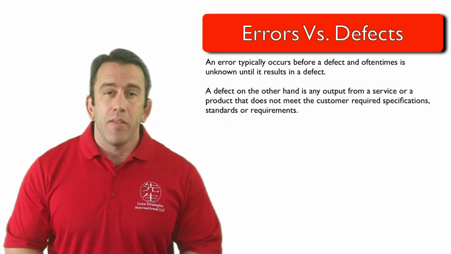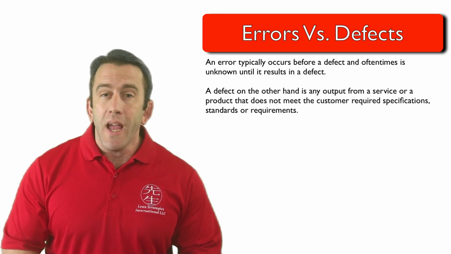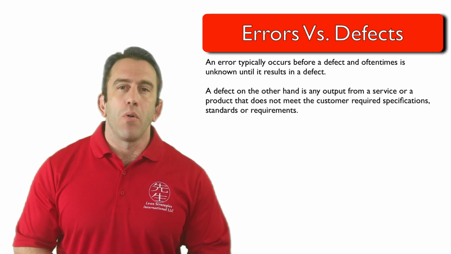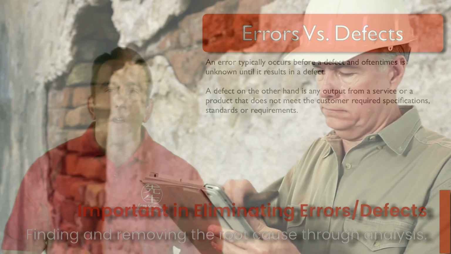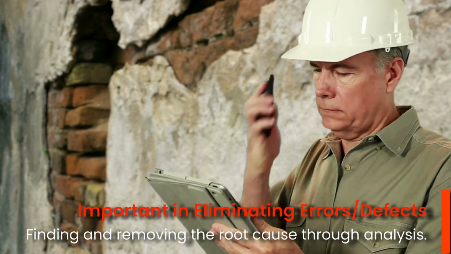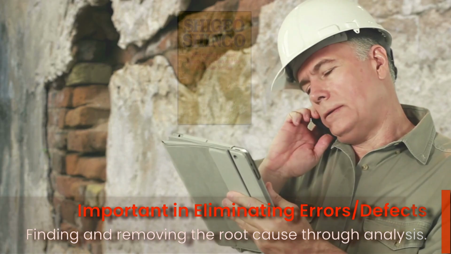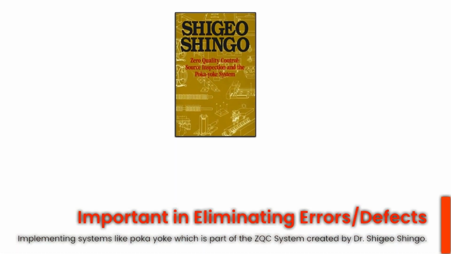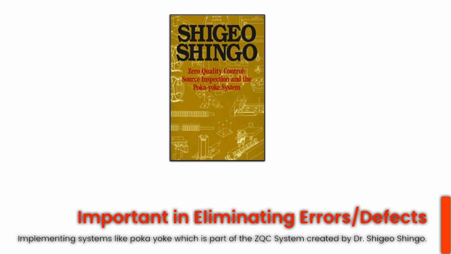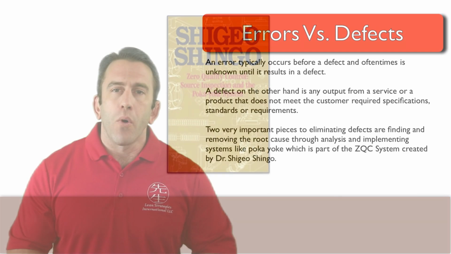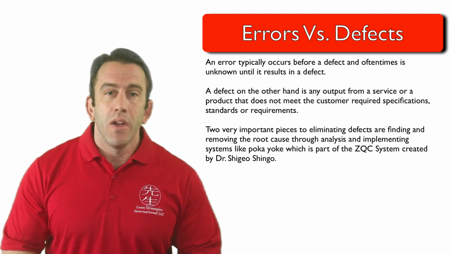Daily huddles, Kaizen, and even improvement meetings should be focused on discussing ways to eliminate waste and remove errors and defects in daily operations. Two very important pieces to eliminate defects are finding and removing root cause through analysis and implementing systems like Poka-Yoke, which is part of the ZQC system created by Dr. Shigeo Shingo.